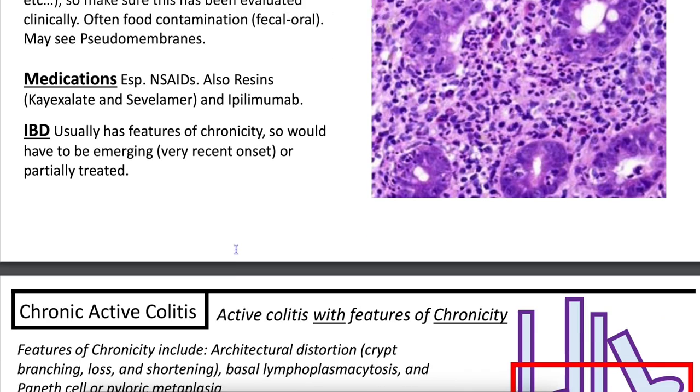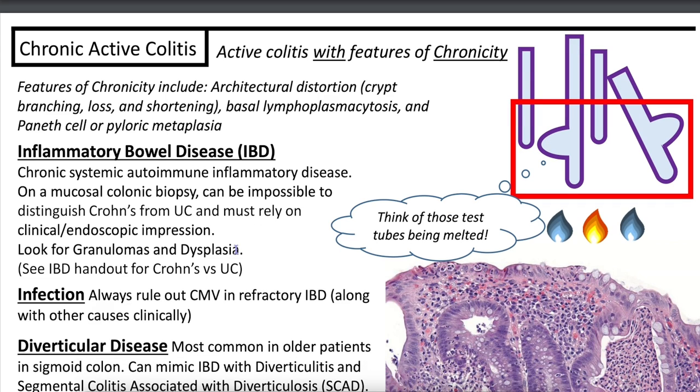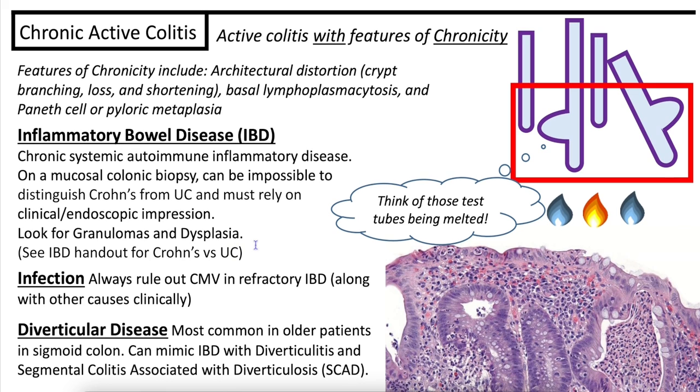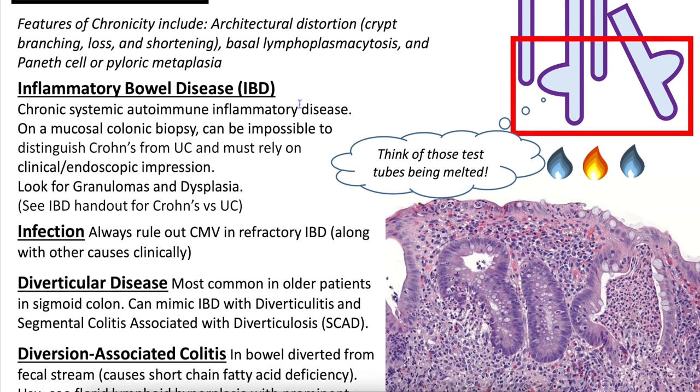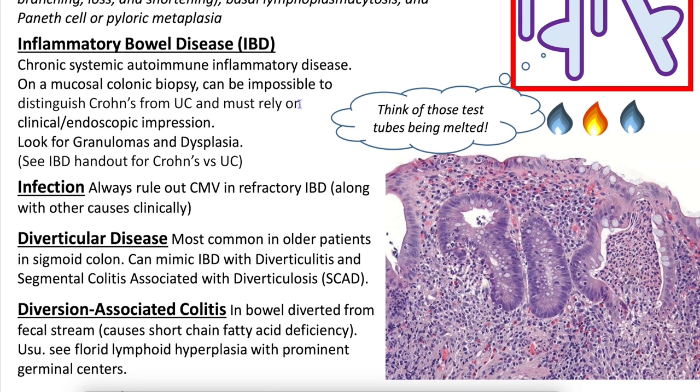Okay, chronic active colitis. This is active colitis with features of chronicity, such as architectural distortion, such as crypt branching, loss, shortening, basal lymphoplasmacytosis, and Paneth cell or pyloric metaplasia, especially if it's in the distal half of the transverse colon and the left colon. IBD, you'll see this in IBD.